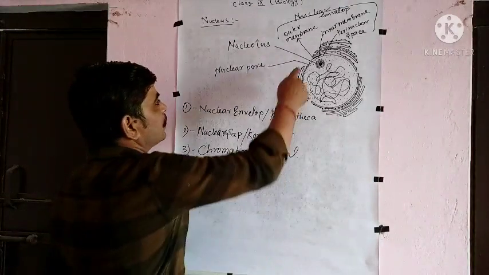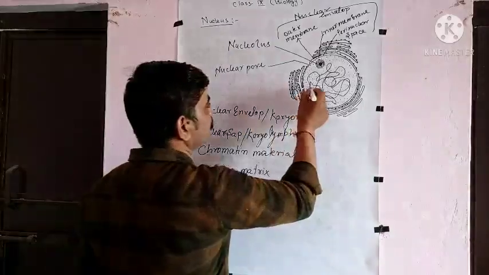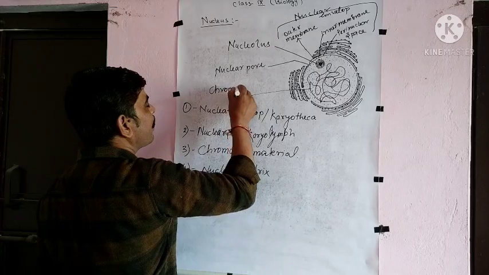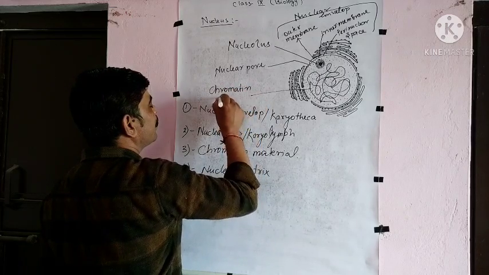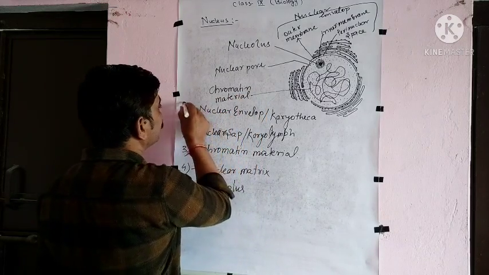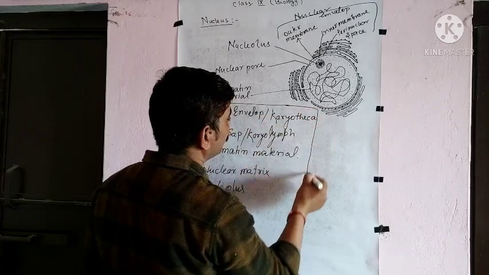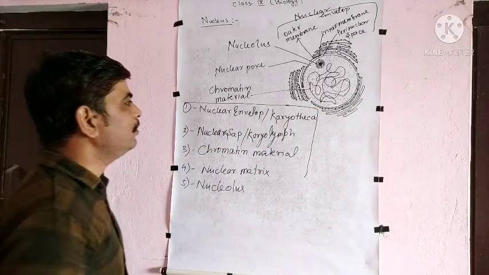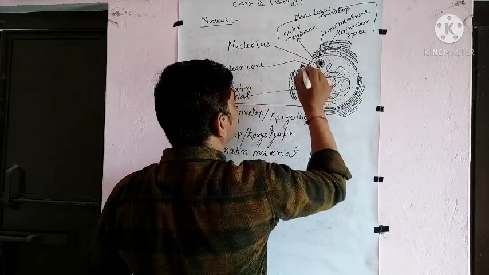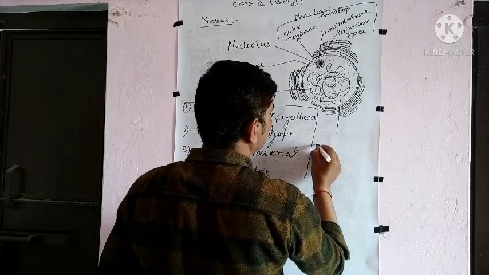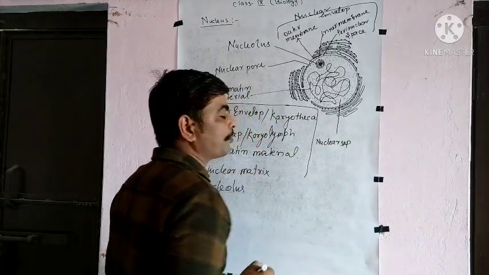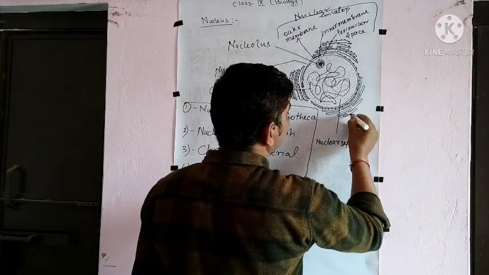Okay, this is the nuclear pore, this is the nucleolus. This crisscrossed material is the chromatin material. Now, this is the nuclear sac or nucleoplasm.